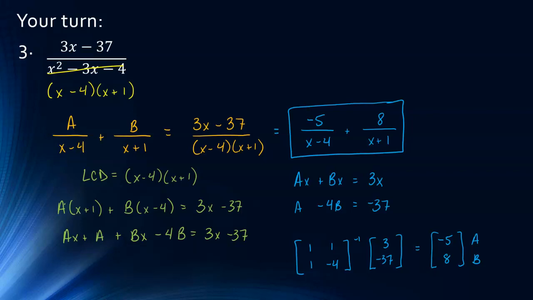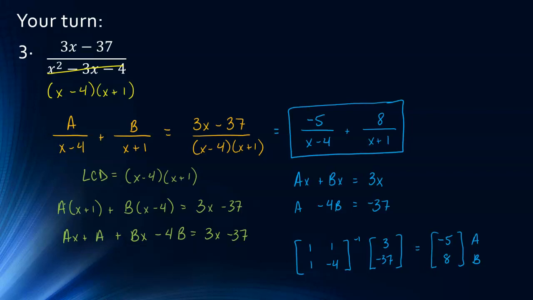So set up your system of equations, starting with just your variables. So by variables, I mean your x's. So we'd have ax plus bx equals 3x. And then to go to our constants, the numbers, or in this case, letters that do not have a variable x attached to it. So we'd have a minus 4b equals negative 37. So you get what's over there in blue. So then set up your matrices, take the inverse, and simplify, get your answer.